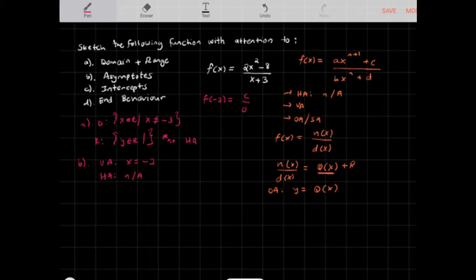To find the oblique asymptote, we actually have to do division, long division. You could do synthetic division too, as long as the divisor is a linear expression, but I'm just going to do long division because I think it's easier. So you have 2x squared minus 8 divided by x plus 3, and what you want to do is match the leading coefficient. So I'm going to multiply by 2x, and you get 2x squared plus 6x, and then I'm going to subtract it.